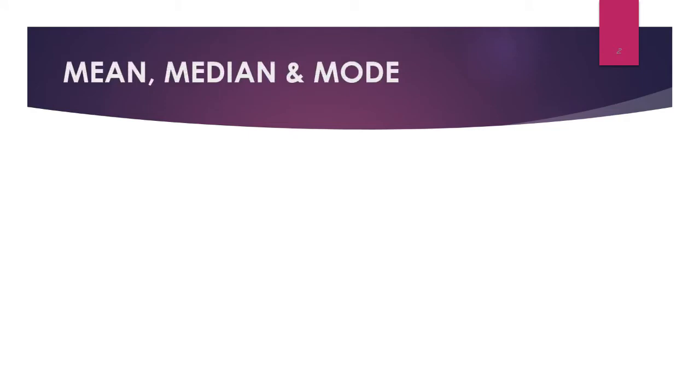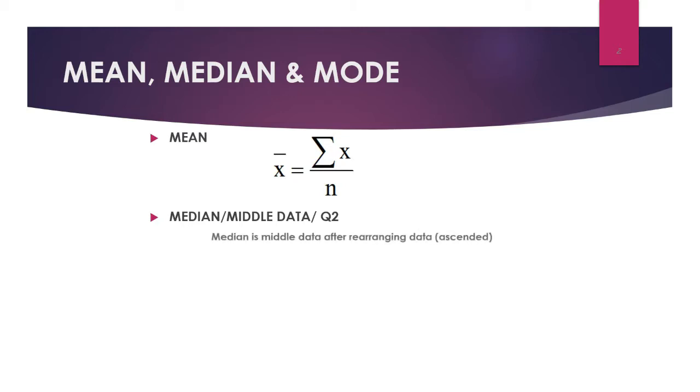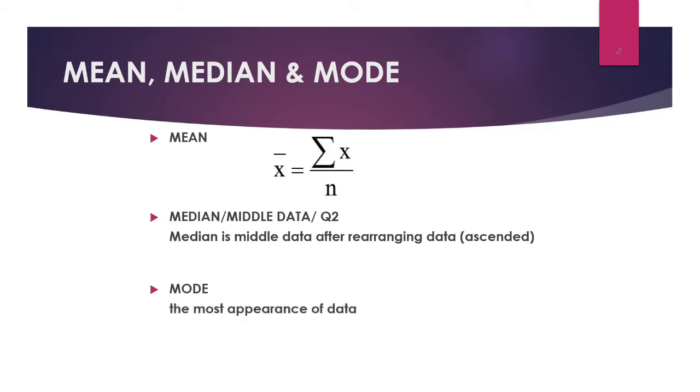Everyone, as you know about mean, median, and mode when you are in junior high school, and I think everything about that is clear for you. But I want to review for a while. Mean is the sum of data divided by the number of data. The second is median. Median is the middle data after rearranging data. And the last is mode. Mode is the most frequently appearing data. Okay, go to the next.